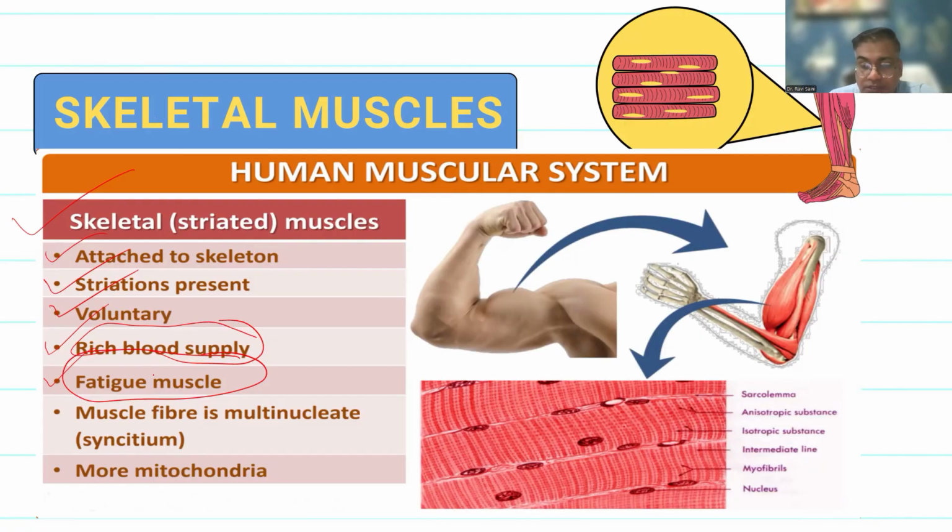Cardiac muscles are non-fatigue muscles because they have the specific property of a long refractory period. This long refractory period is responsible for the non-fatigueness of the cardiac muscles. But this condition is absent in skeletal muscles. The other properties of the muscle fibers are that they are multinucleate, or they form a syncytium. Obviously, a large amount of mitochondria is present because of the energy requirement in ATP form.